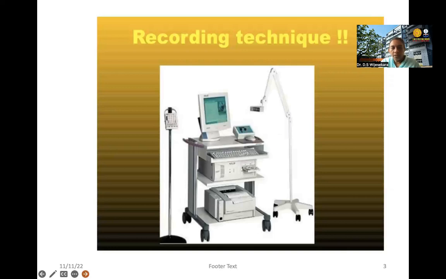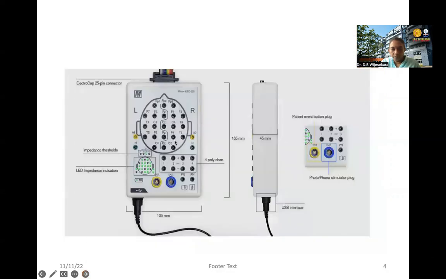So this is a machine that we use currently in the hospitals. So this has a monitor, the recording, the UPS and the printer and the video, and the electrodes are placed here. So you can see the closer view of that, and here how the electrodes are fixed into the machine as well as into the brain.